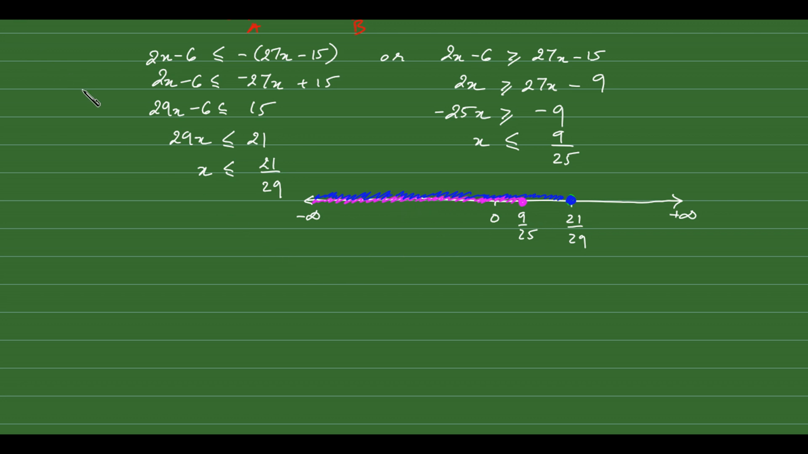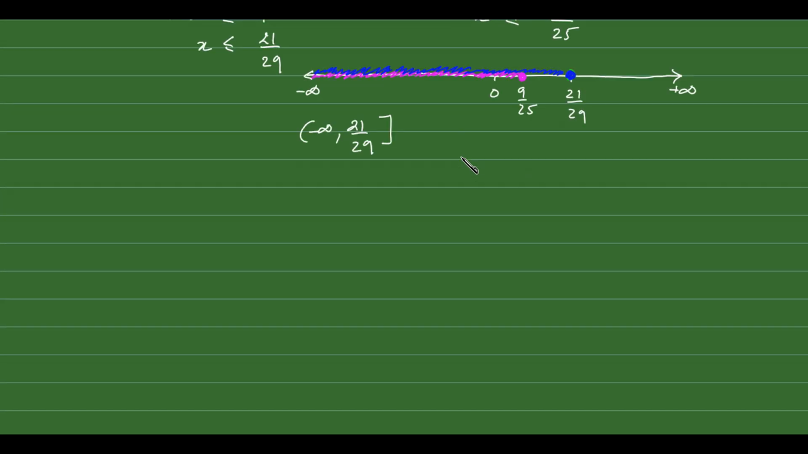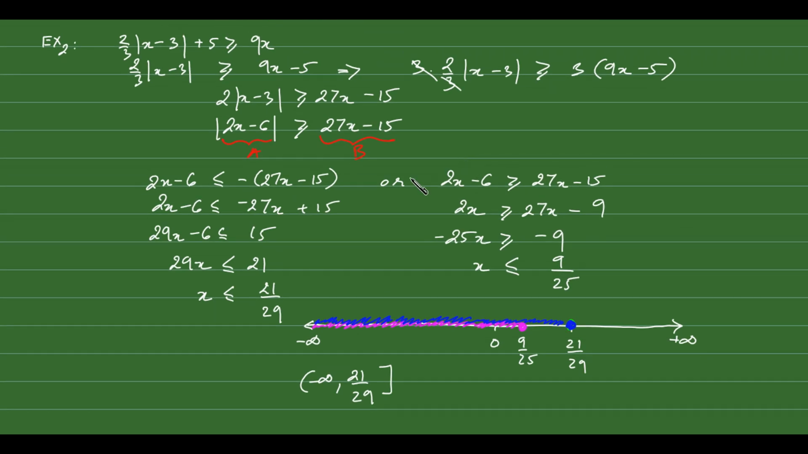So our final answer will be negative infinity to 21 over 29, bracket. Okay. All right. So again, you have to do a lot more to get used to it.